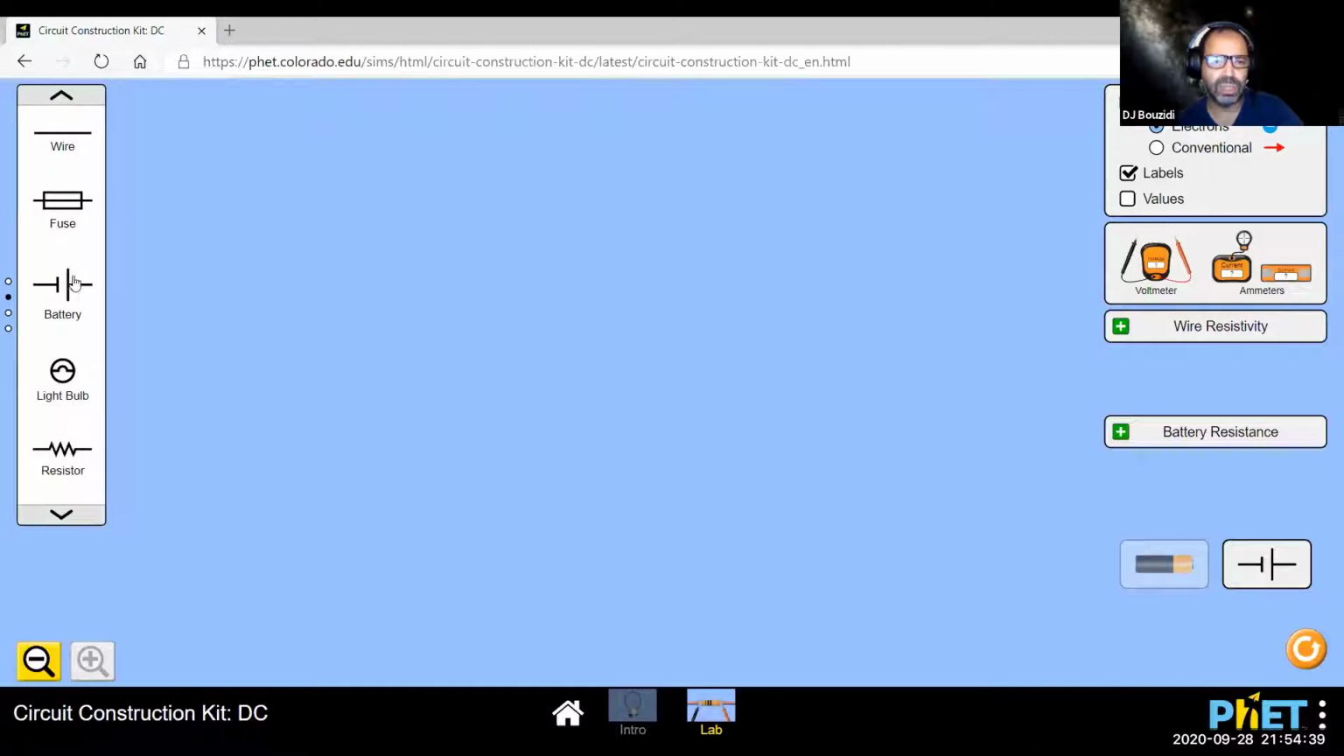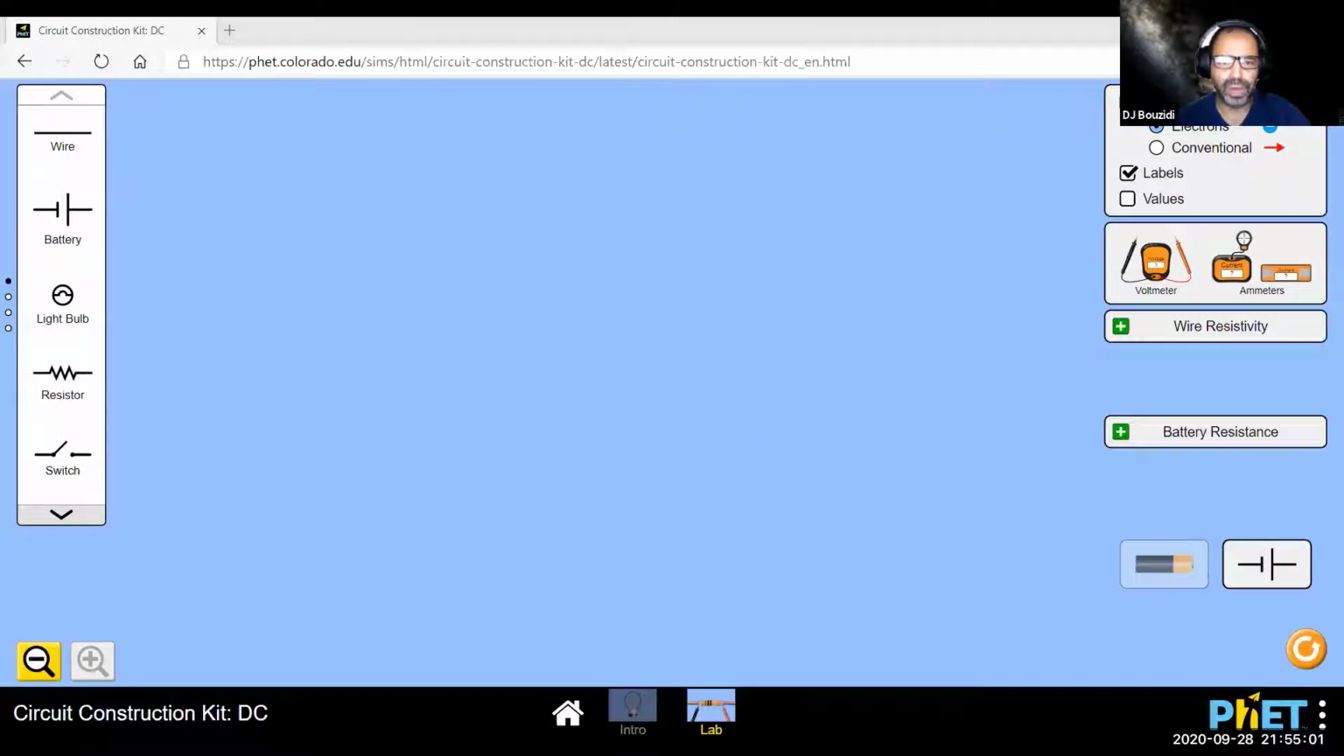This is a fuse. Sometimes we will need capacitors. We don't have that for this lab. So in this lab, we only have the devices that we have in hand. So let's go back to the instructions and see what's going on in here.